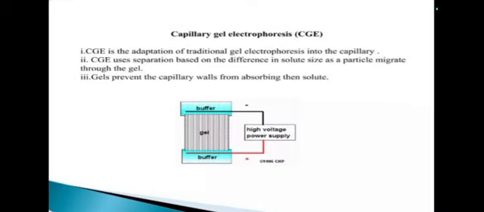Second one, capillary gel electrophoresis. It is an adaptation of traditional gel electrophoresis into the capillary. It uses separations based on the difference in solute size as the particles migrate through the gel. Gels prevent the capillary walls from adsorbing the solute. It uses a high voltage power supply to the anode and cathode. Traditional gel electrophoresis in a capillary is known as capillary gel electrophoresis.